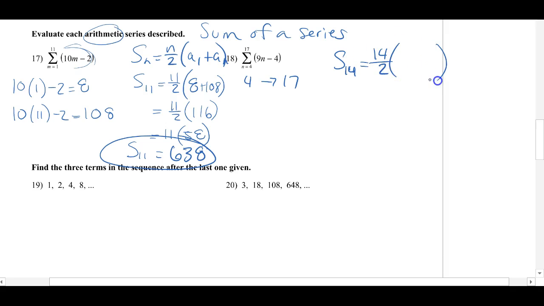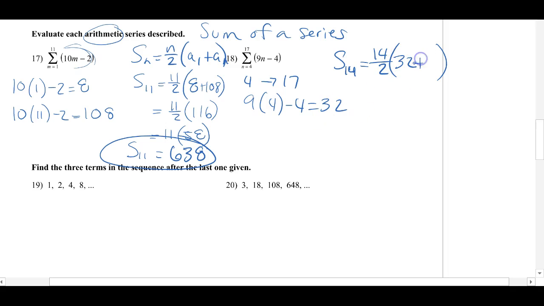And now to find the first term. Well, they're using the fourth term as the beginning of their sequence. So you're not going to plug in 1 like we did here. You're actually going to plug in the 4. Okay, so whatever the number is here on the bottom, that's the one you want to plug in first. And that will tell you your initial term. Okay, so we have 9 times 4, which is 36, minus 4 is 32. And then we'll go ahead and plug that in.